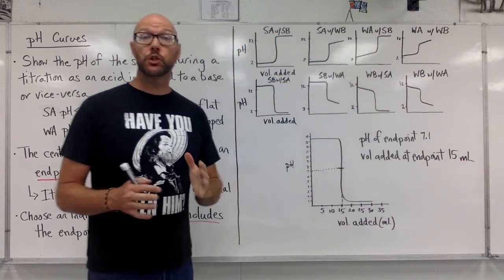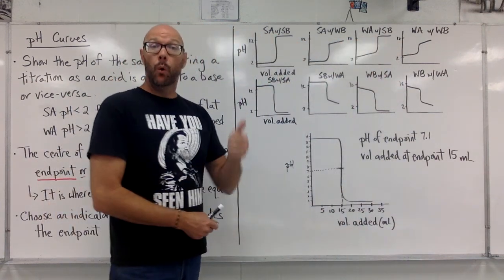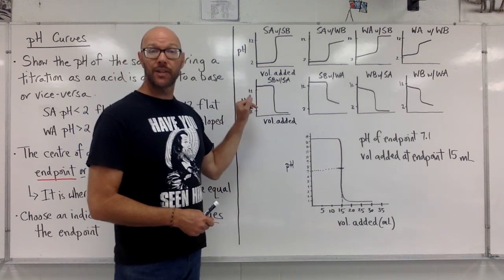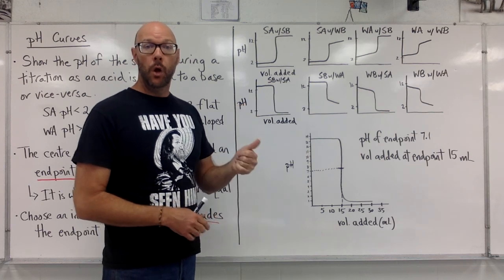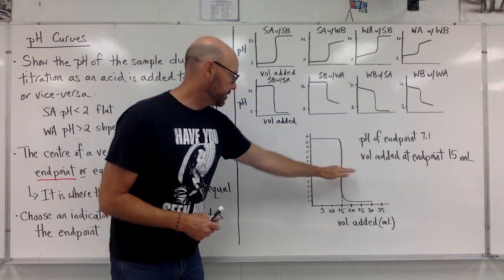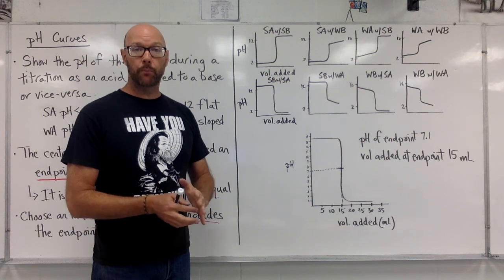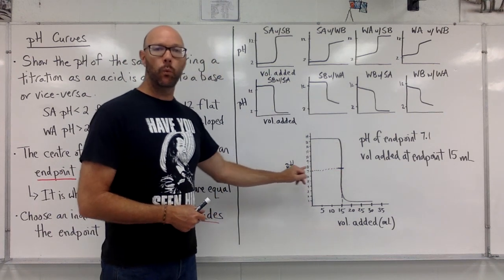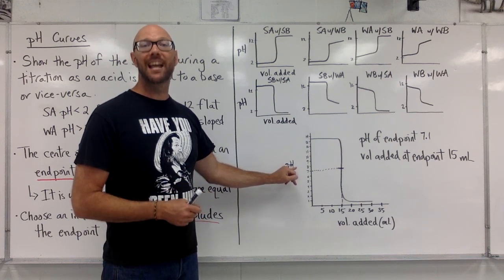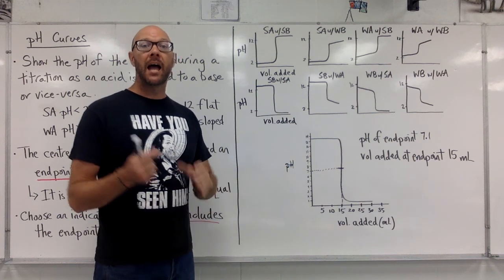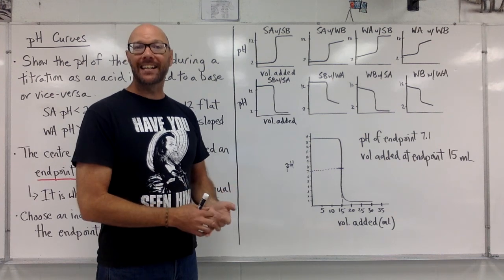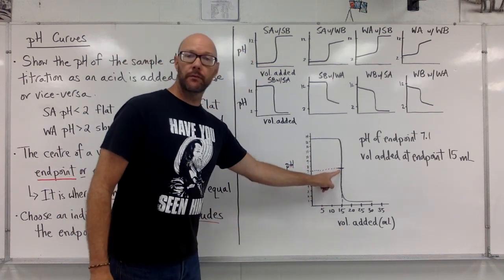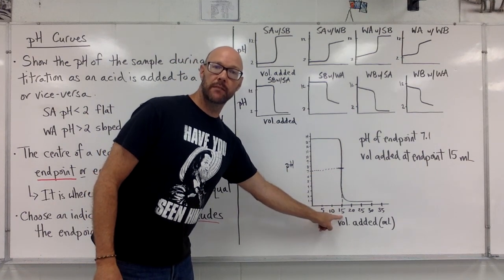There's a whole bunch of questions we could be asked. Hey, here's a graph. What scenario does it correspond to? This one is a strong base titrated with a strong acid. We might be asked to read the graph to say, oh, what's the pH of the endpoint? So then we do our best to find the center of the vertical section and read the y-axis to say what the pH of the endpoint was. We might be asked how much titrant was added to get to the endpoint. Then find the middle of the vertical section and go down to read the volume.